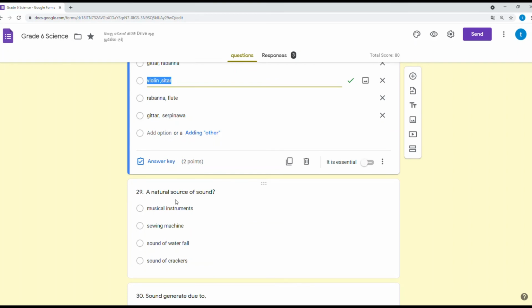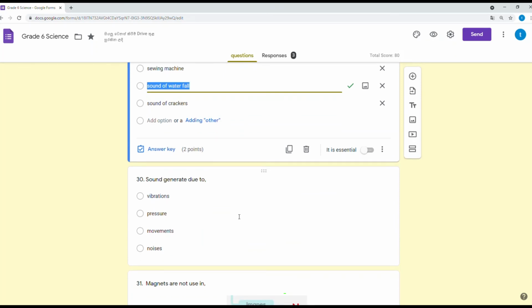Now the 29th. A natural source of sound. Musical instruments are not natural. They are artificial. A sewing machine, when it is operating, you can hear sound. So it is also artificial. Sound of a waterfall. We can't create a waterfall. That is a natural thing, so the sound is also natural. But crackers in the New Year season, we use crackers in our celebration, and at that time we can hear very loud sounds from them. So they are artificial. So your answer should be the third one.